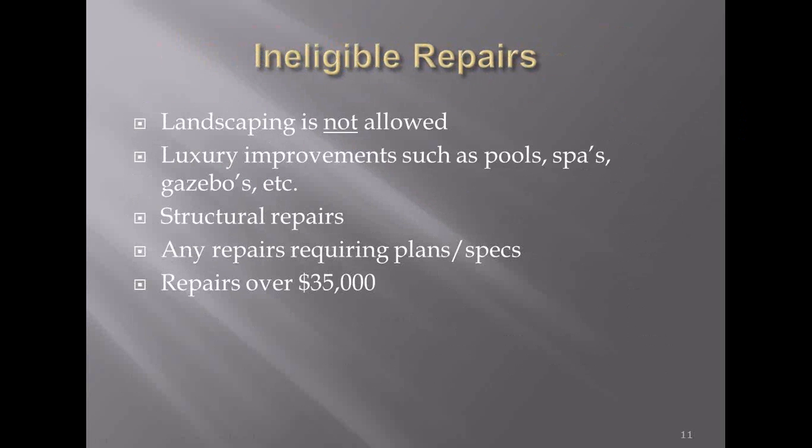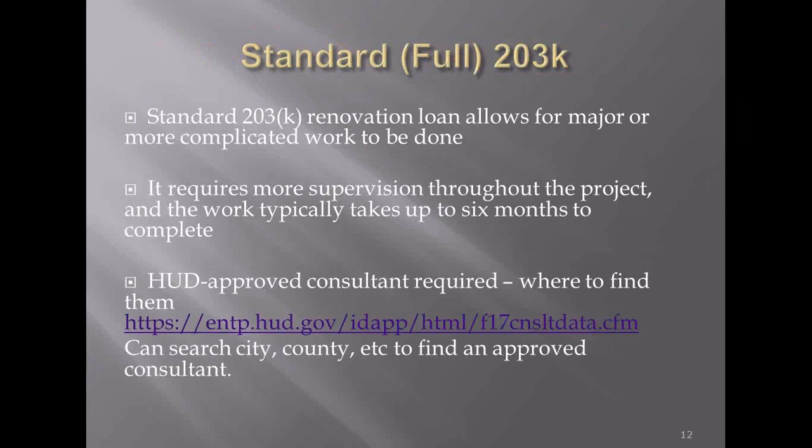Now, let's talk about the standard 203K or full K. The standard 203K renovation loan allows for major or more complicated work to be done. It requires more supervision throughout the project. The work typically takes up to 6 months to complete, and a HUD-approved consultant is required, and you can find them at the link there. You can search state, city, county, etc. to find an approved consultant.